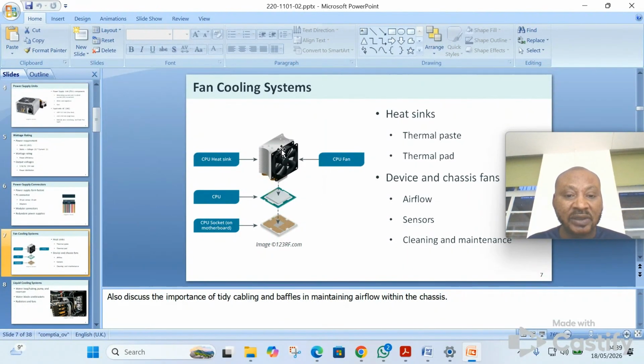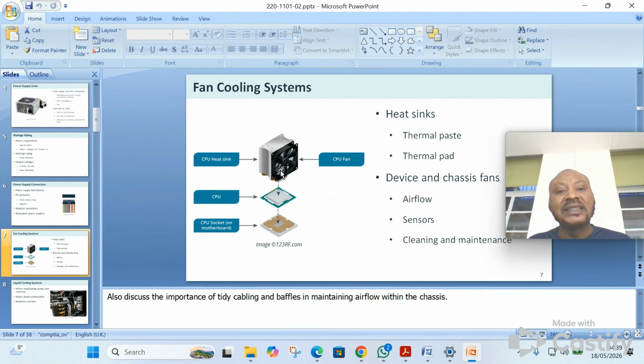So the work of the heat sink there is, first of all, to absorb the heat coming out from the processor. That's the work of the heat sink. Now on top of the heat sink, we have a fan, the CPU fan.